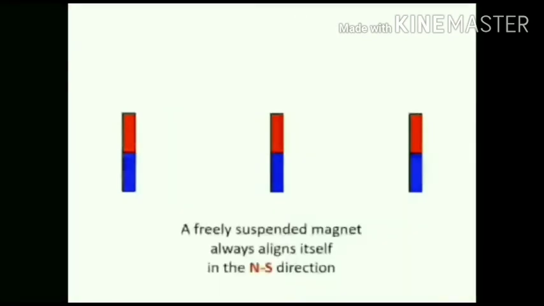Next, if I have these three magnets and if I suspend them freely, I find that all these magnets align themselves in the north-south direction. So, in short, a freely suspended magnet always aligns itself in the north-south direction. Now, if I take any one of these magnets and suspend it freely, I find that the red portion of the magnet points towards the north, whereas the blue portion of the magnet points toward the south.